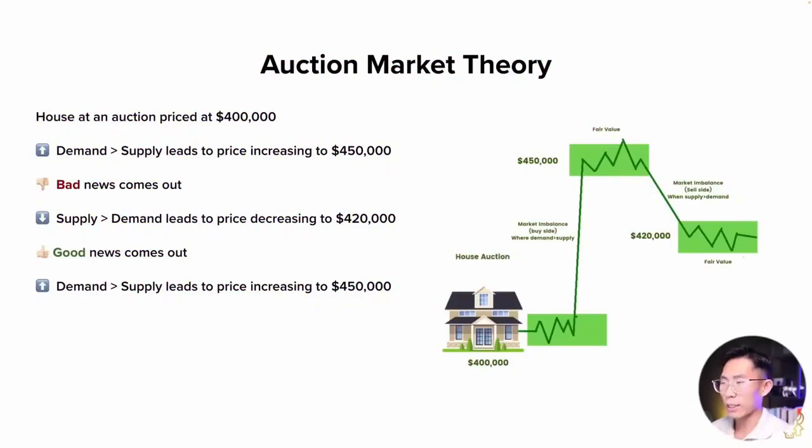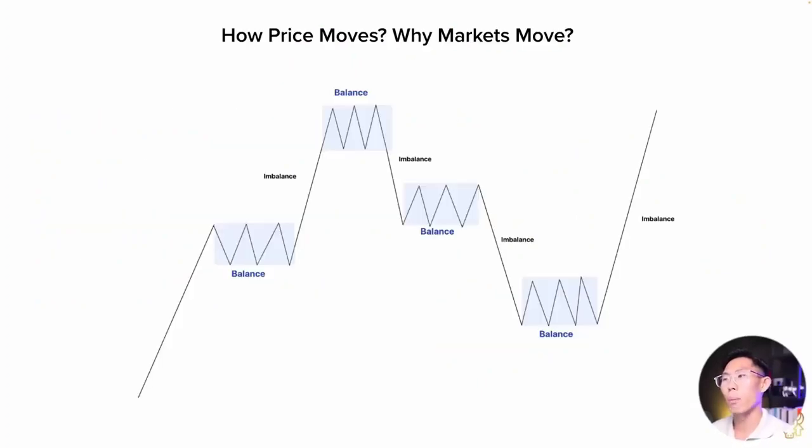And this is exactly why price is always moving from balance to imbalance to balance and imbalance, right? If you look at the charts right now, any price charts on TradingView, whatever, you will notice this common similarity. And this is essentially just how the markets move on a fundamental level, right? To really understand how it moves on a fundamental level, you need to understand the concept of balance and imbalance.